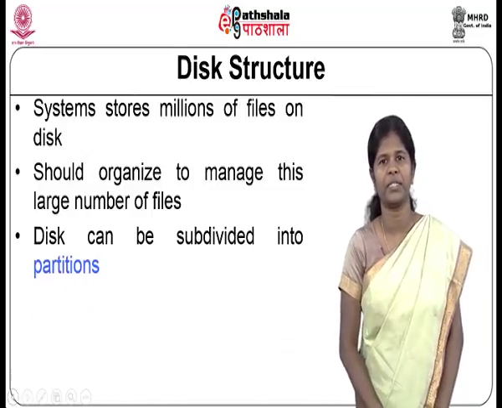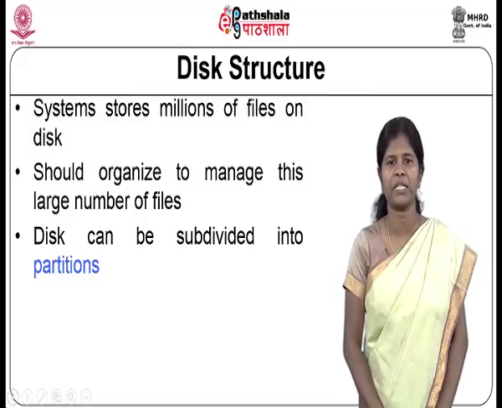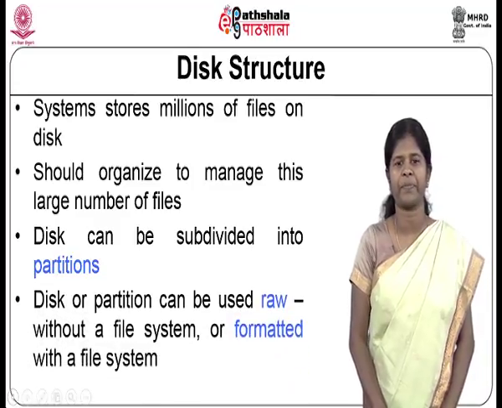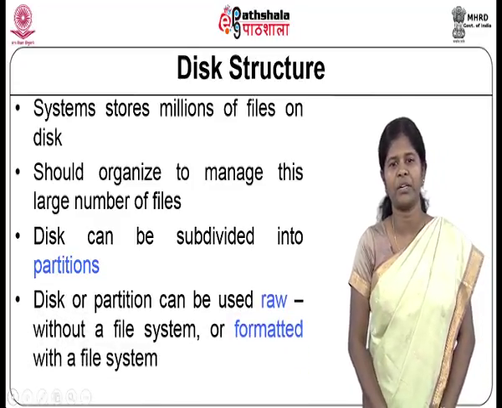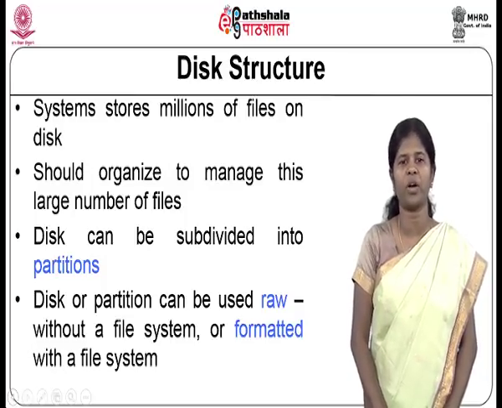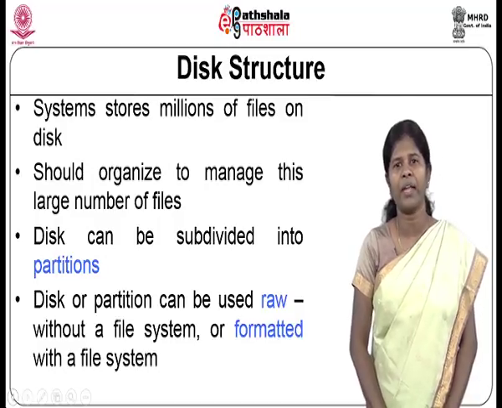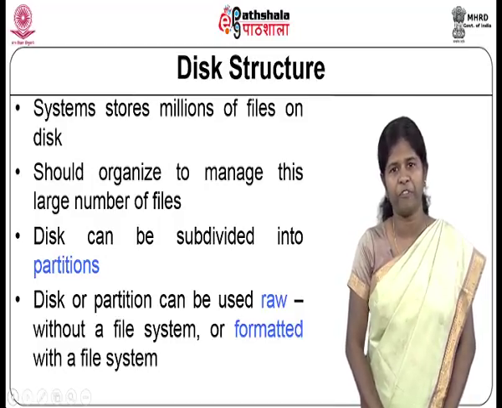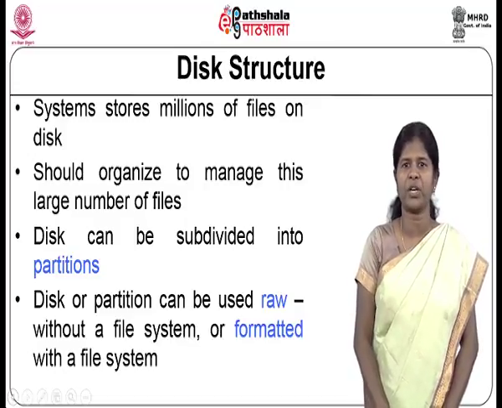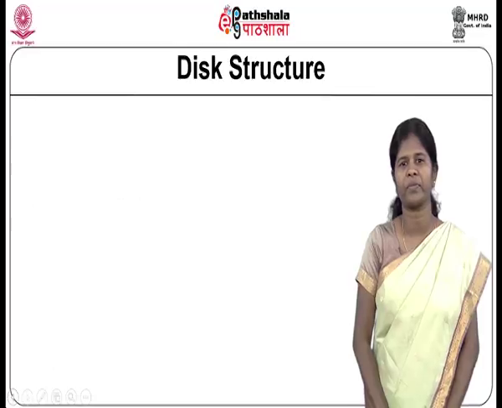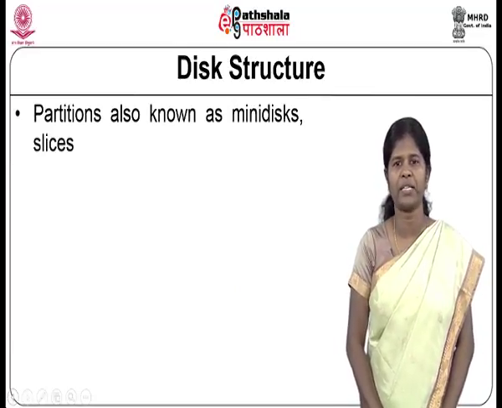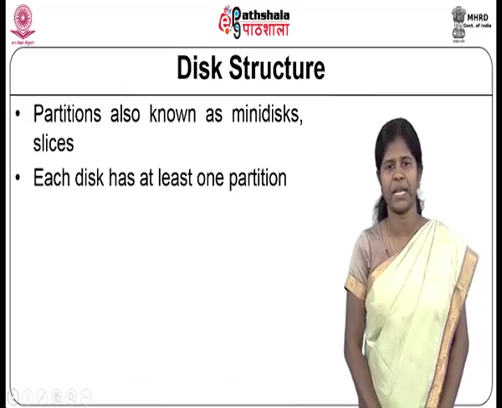So, for that, the disk, which can be in terabyte size, can be divided into multiple divisions called partitions. The disk partition can be used as a raw partition, or you can place file systems in the partitions, or the disk can be used as such without any file systems. The partitions of the disk are also called mini disks or slices.